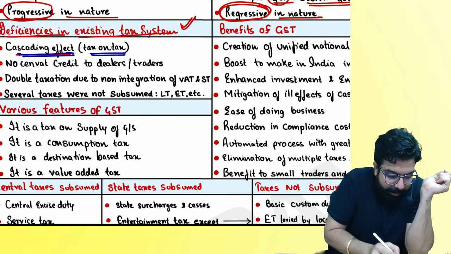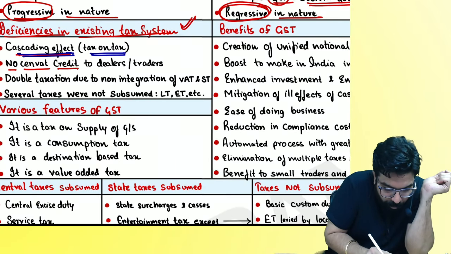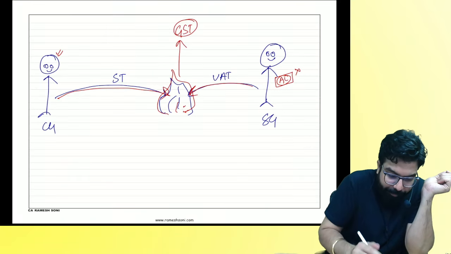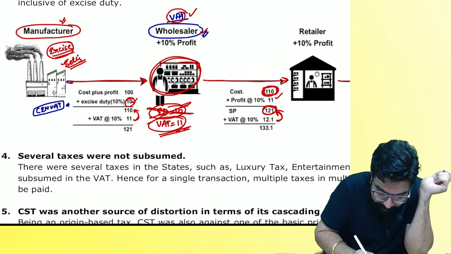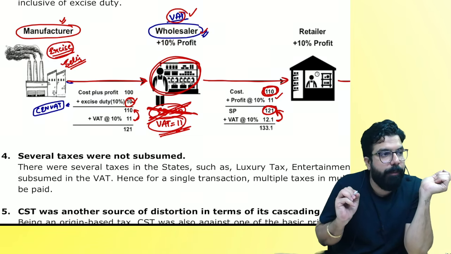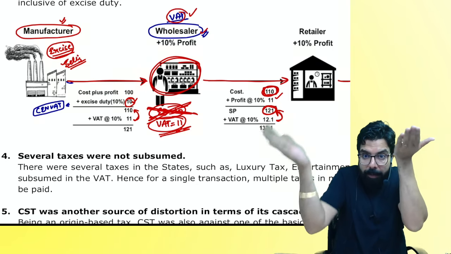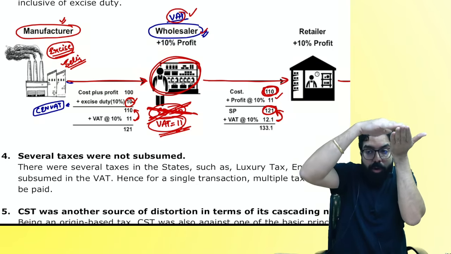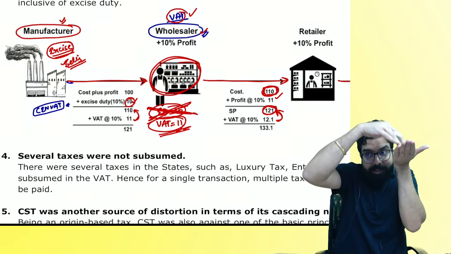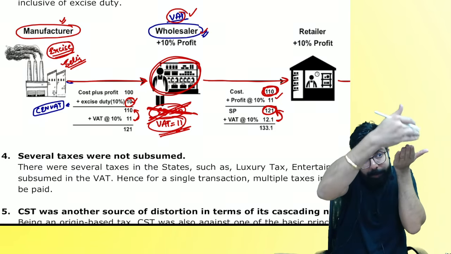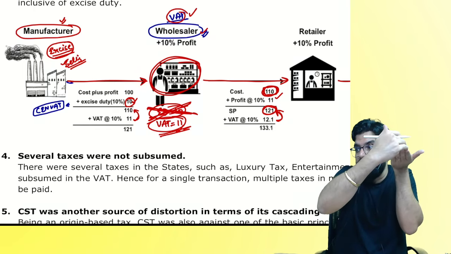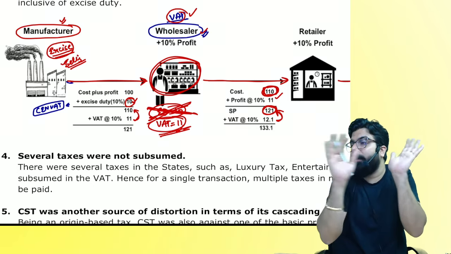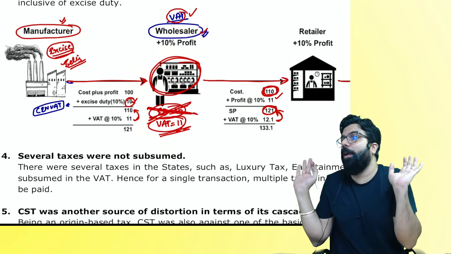So what they are telling is, no VAT credit was sent to the dealer or trader. Whenever a dealer or trader used to buy something, they never used to get VAT credit. When they don't get the credit, it will become a part of the cost. If tax is included in the cost, again tax will be charged. VAT was charged on the excise duty. So again, tax on tax. Are we 100% clear? Can I go ahead, everyone?